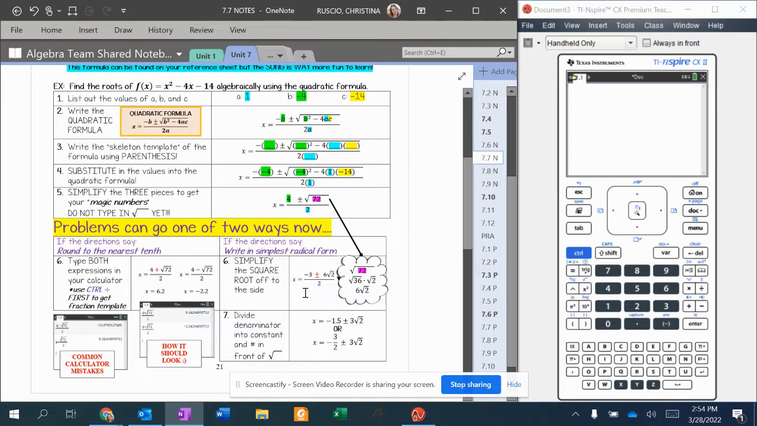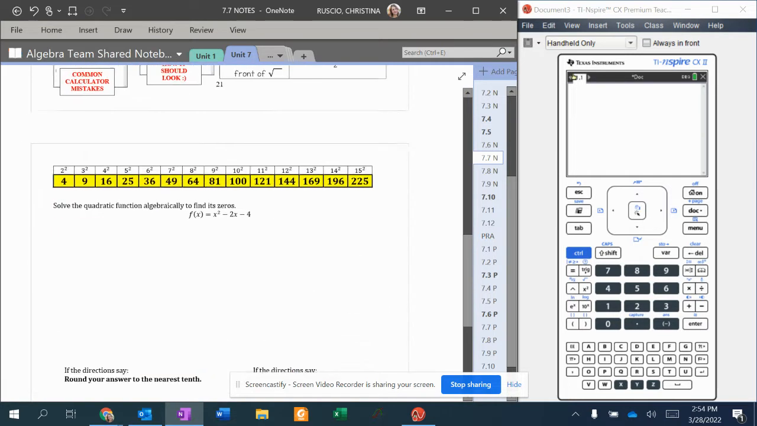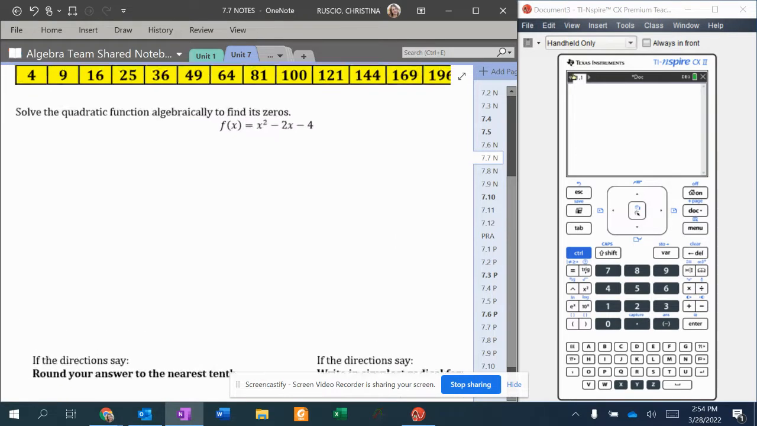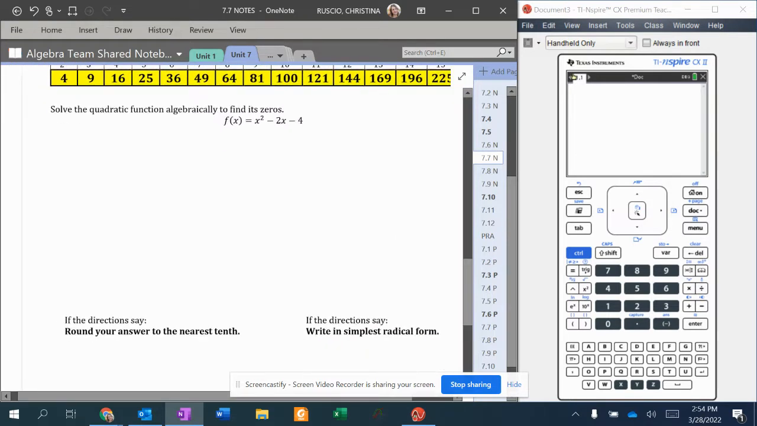Mainly we are going to figure out what A, B, and C are. We're going to substitute into the formula. We are going to do some simplifying based on what the directions tell us, because there's two ways that a problem can go, and we'll discuss this on the next page. So we are going to solve the quadratic function algebraically to find its zeros.